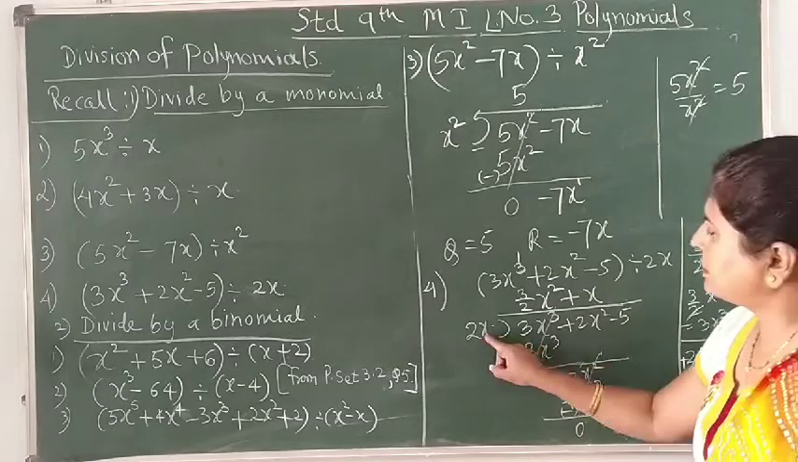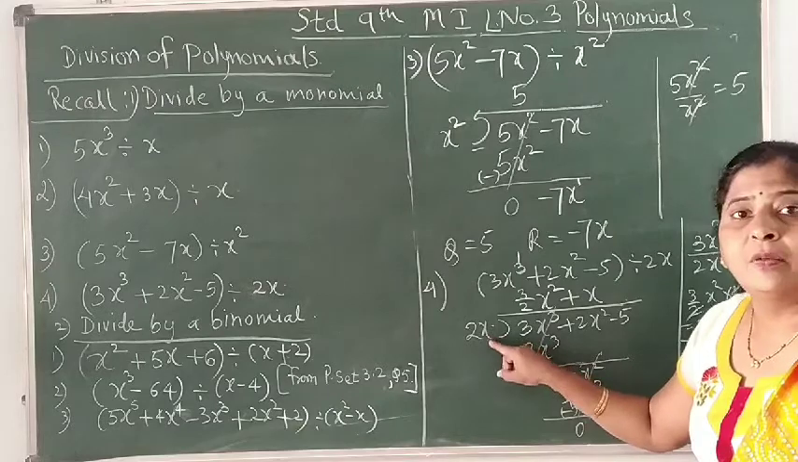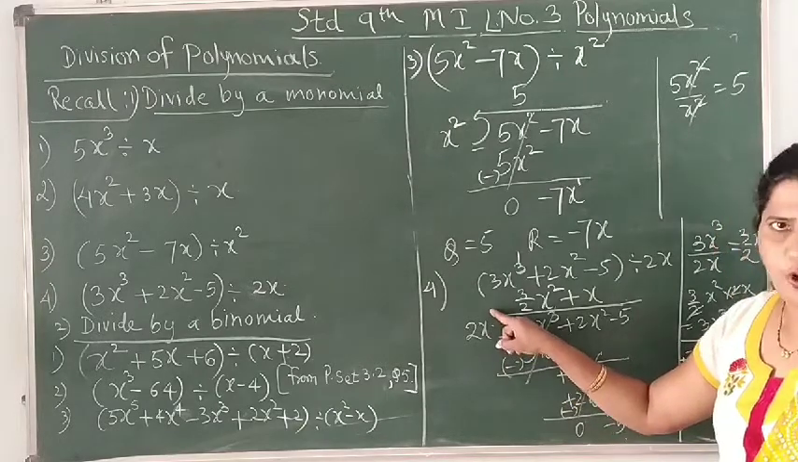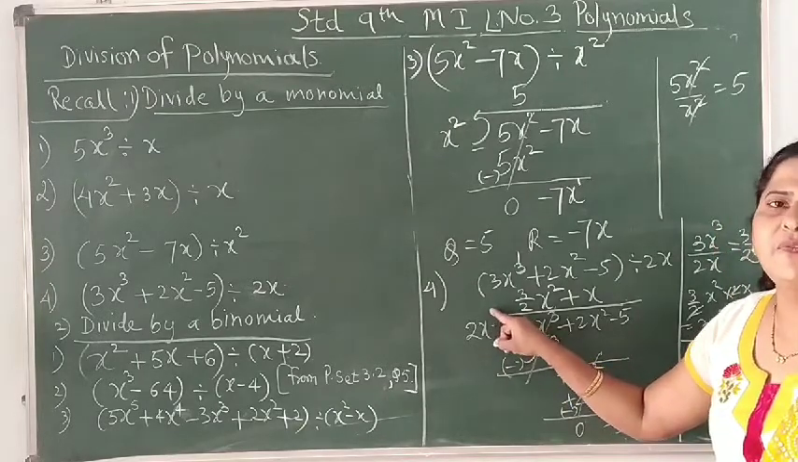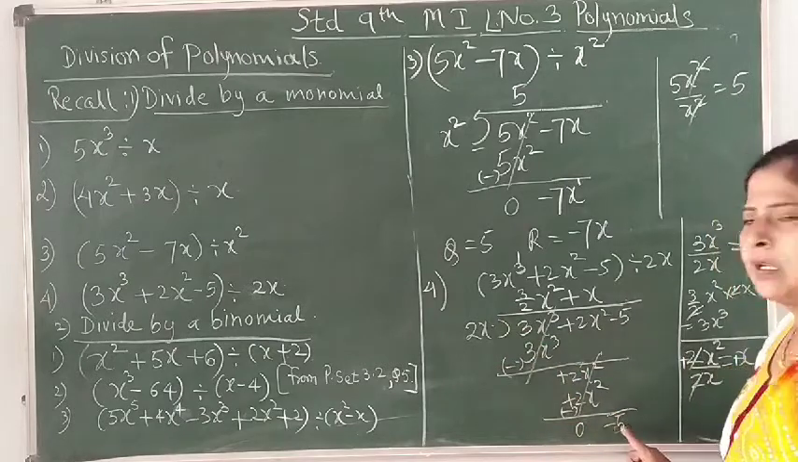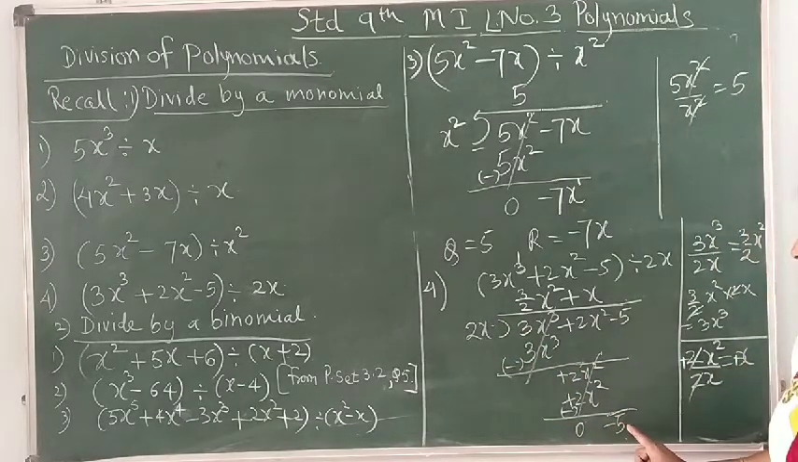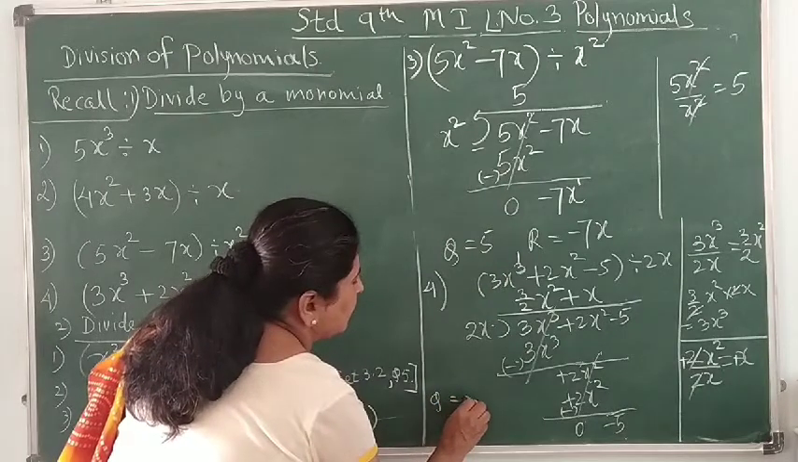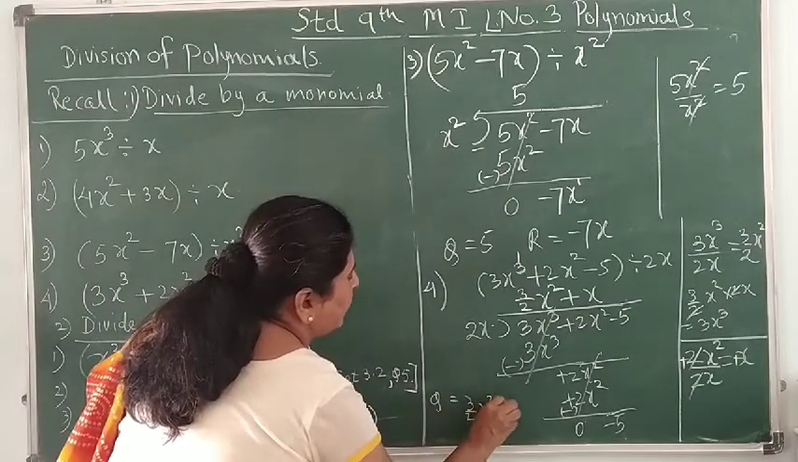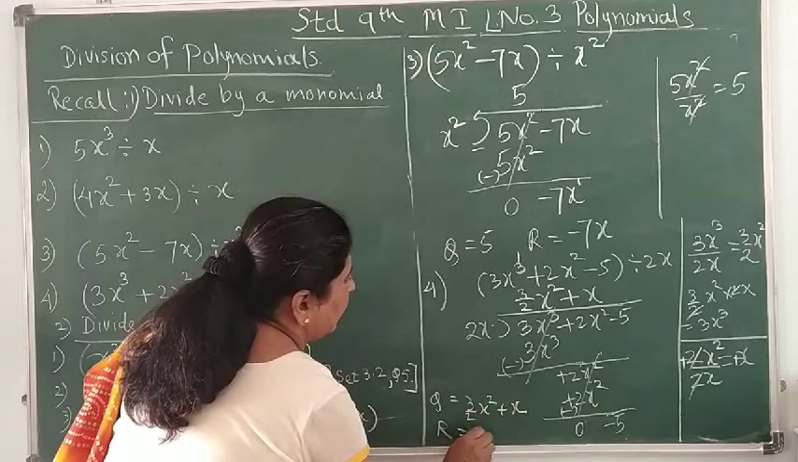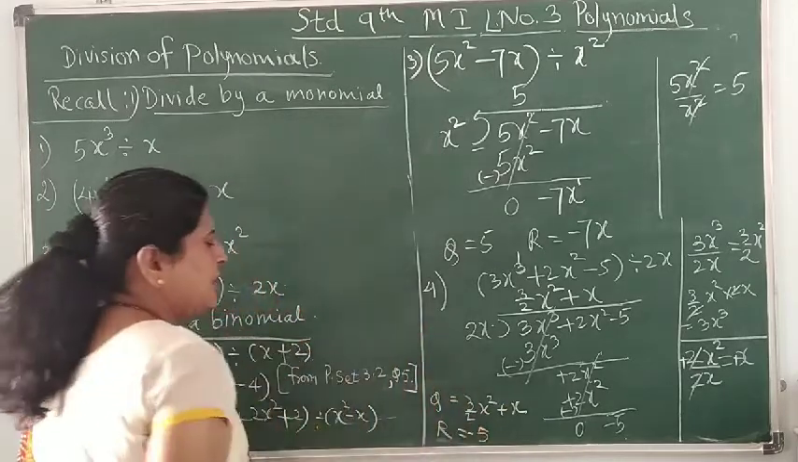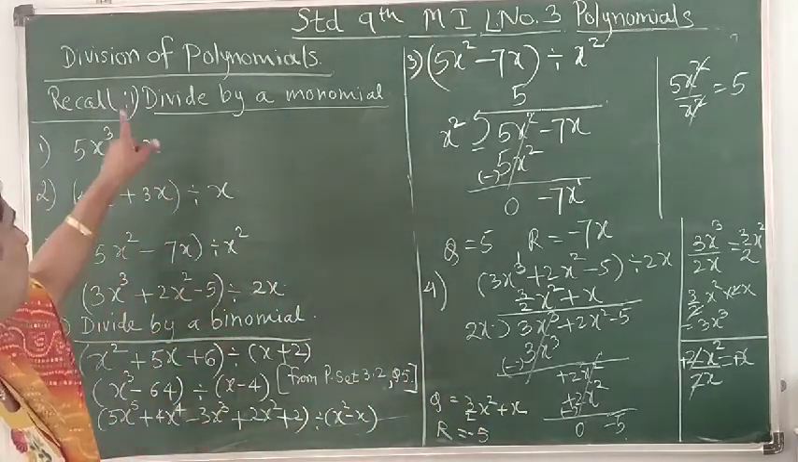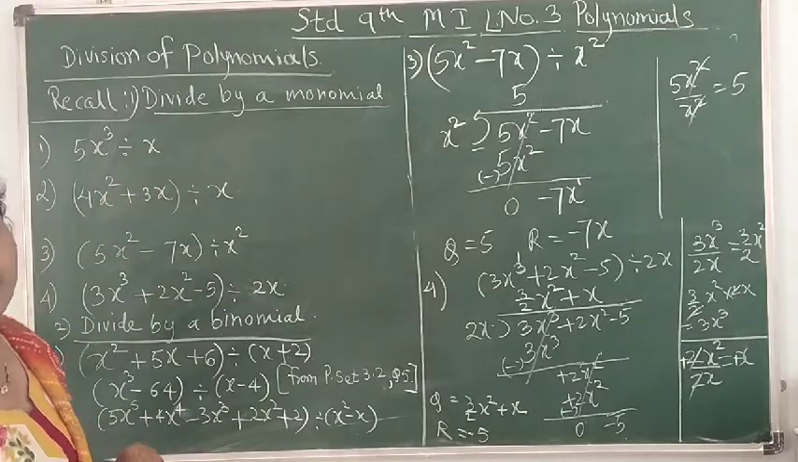So this divisor has the term x with no power, which means power is 1, so the degree of the divisor is 1. Here there is no x with power 1, its degree is 0. So you have to stop here. This is your quotient and this is your remainder. So the answer is: the quotient is 3 upon 2 x square plus x and the remainder is minus 5. So this we have seen for the division by a monomial.